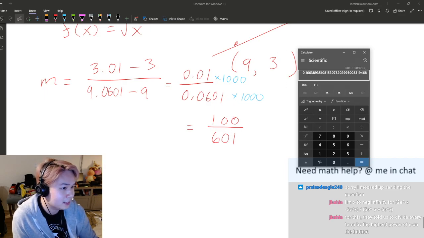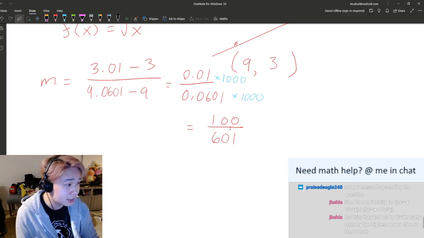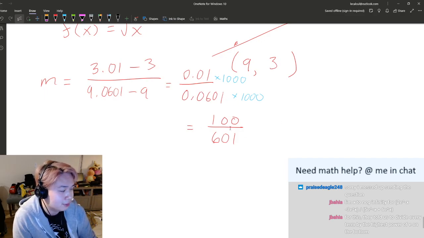But this is kind of ugly. This is the decimal version. So let's just keep it like this. I'm not going to reduce it because I don't want to.